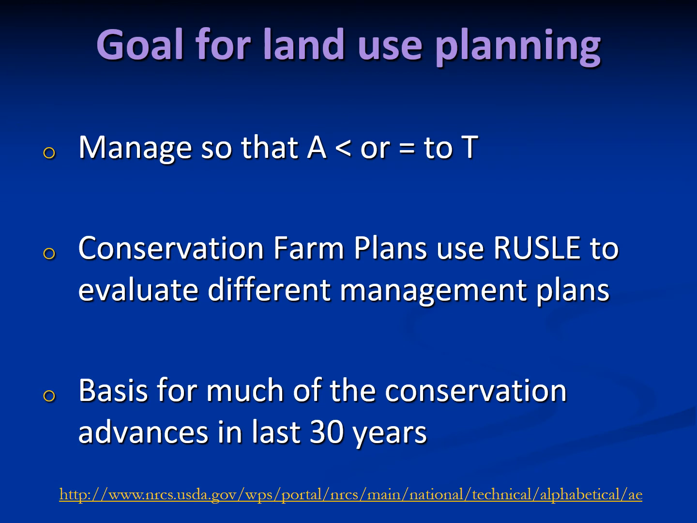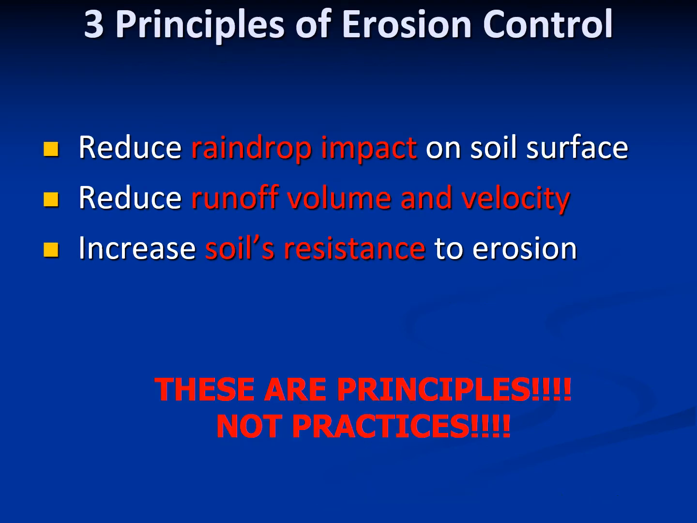Our goal for land use planning is to manage the A value to be less than or equal to our T value. Remember, an acceptable T value is between 2 and 5 tons per acre per year. Conservation farm plans use RUSLE to evaluate different management plans, and this has been the basis of the conservation advances in the last 30 years.